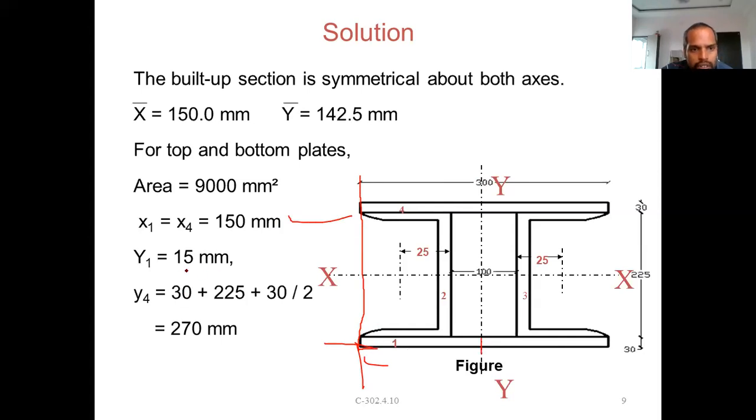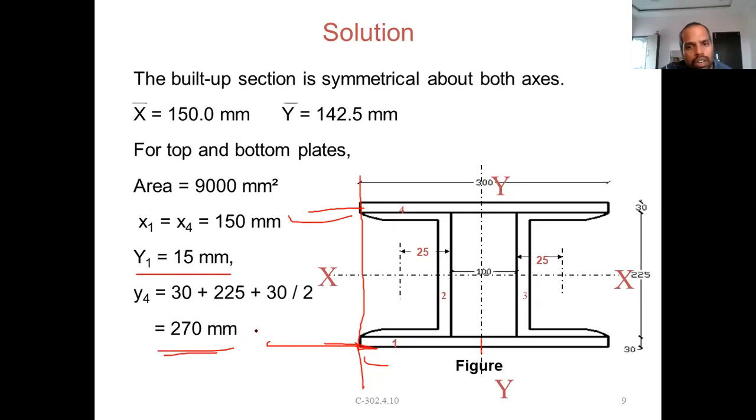And y1 is equal to 15 mm, from here to here, because the plate is 30 by 2, which means 15 mm. Whereas from the top to the center of this one, he has calculated 30 plus 225 plus 30 by 2, that's why it is 270 mm.